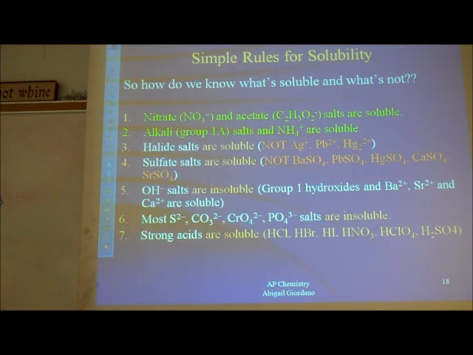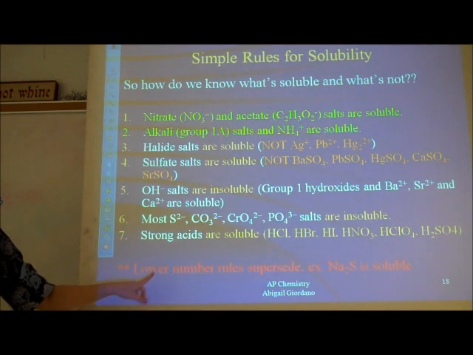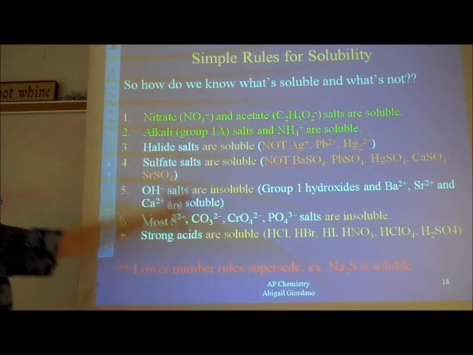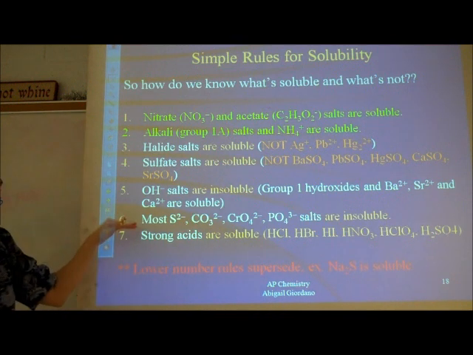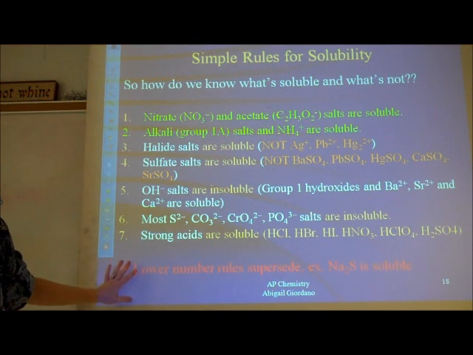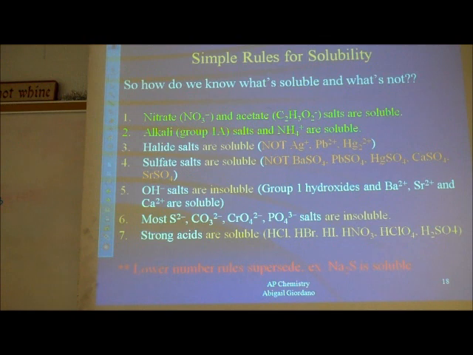Wrong. It does not explode. Okay? The rule is lower number rules, meaning rules higher up, lower numbers like 1 and 2, supersede, overrule lower rules. Again, I can't stress enough how grateful you should feel that you don't have to memorize these, because not only did they have to memorize them, they had to memorize them in order. You guys are lucky ducks. So, what's the verdict? Lithium carbonate, soluble or insoluble? Soluble. Okay?